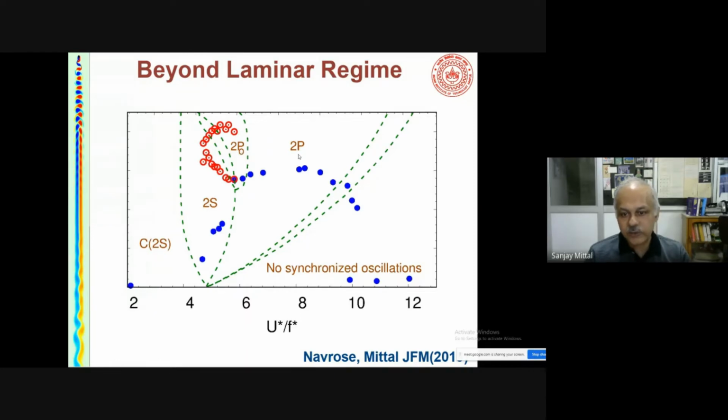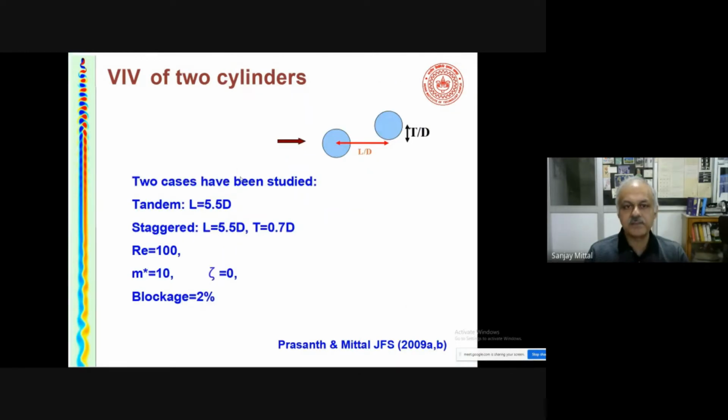2P0 and 2P are very similar. In one case, one of the pairs of vortices is much weaker than the other pair. Otherwise, they are very similar. So our calculations also show that it matches quite well with the experiments that they have done.